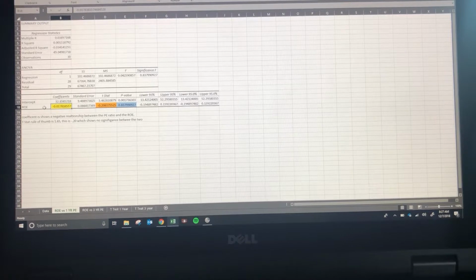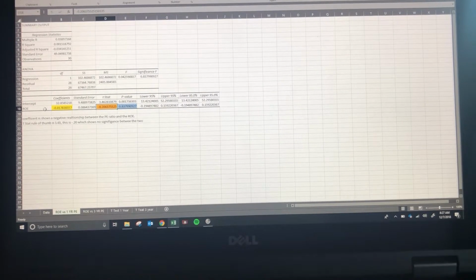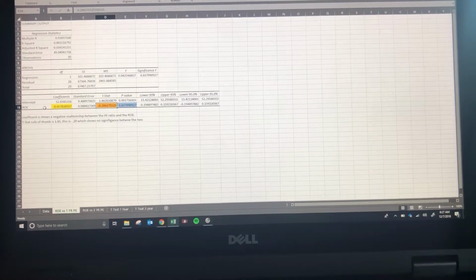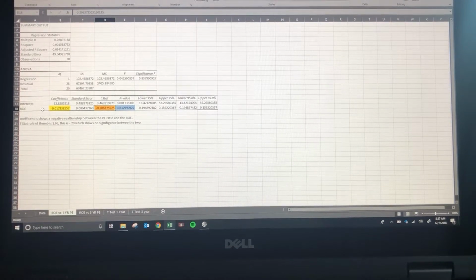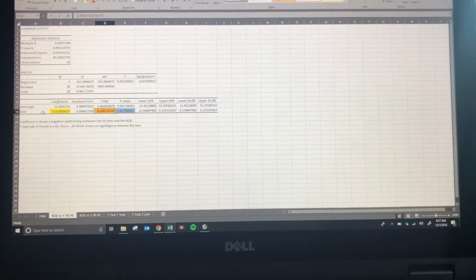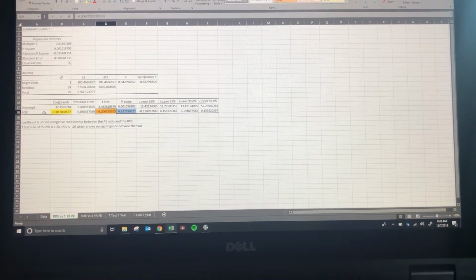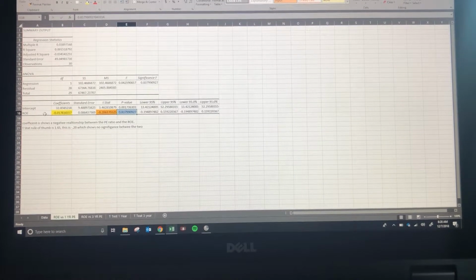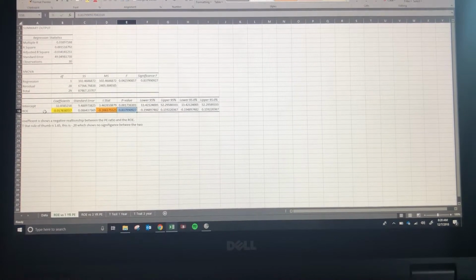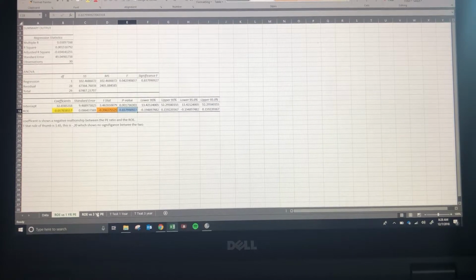Then if you go over to the T-stat, the rule of thumb is 1.65, which shows significance. This is showing a negative 0.20, so this is also confirming that there is no significant relationship between the two ratios. That's also evident in the p-value, which we would like to be below 0.05, but this is well above, almost close to 1, at 0.83. So this confirms that there is no relationship between those two.